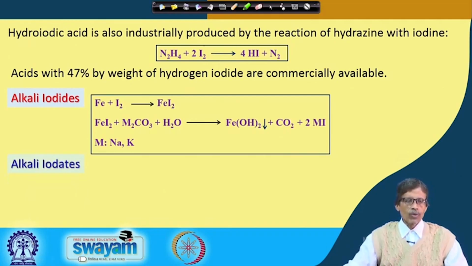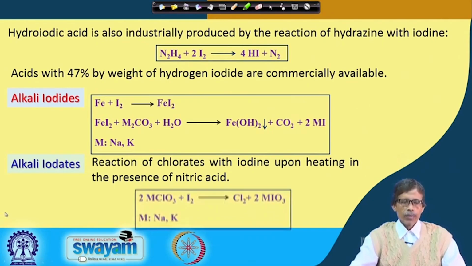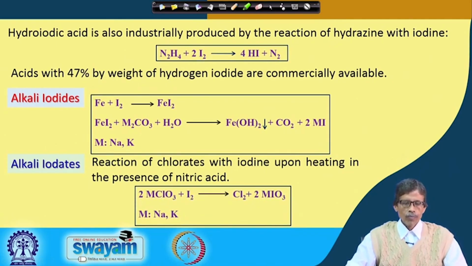Then with that of your iodide, how do we get the iodates? For iodate making, like that of your bromate, we should know the formula. The formula is definitely IO3 minus, whether it is sodium, potassium or ammonium salt. But in this particular case, which is industrially important and industrially feasible also, is the reaction of chlorates with iodine. So, we will just allow the chlorates to react with iodine upon heating in the presence of nitric acid. So, it is basically a typical procedure for making your iodate salt.